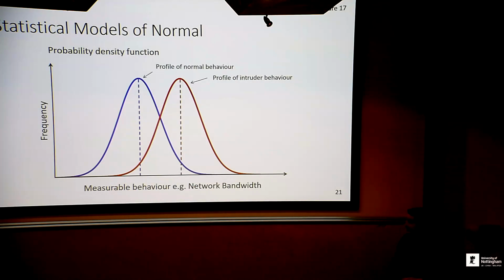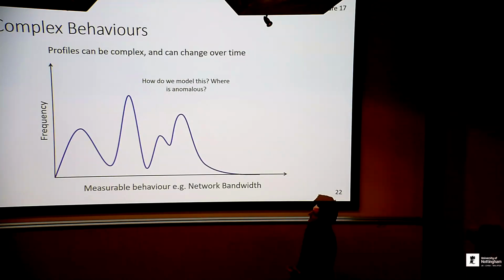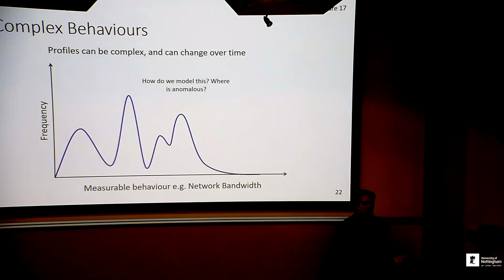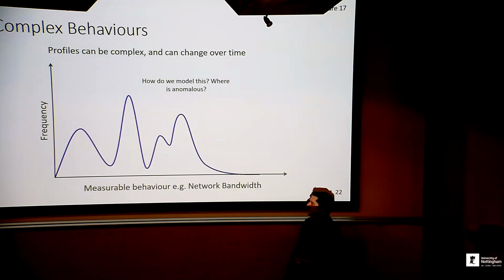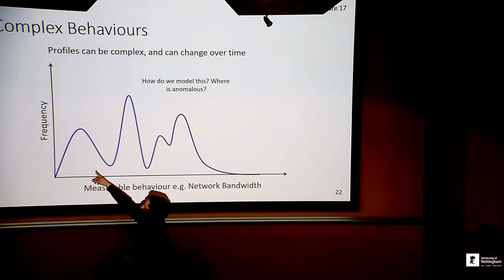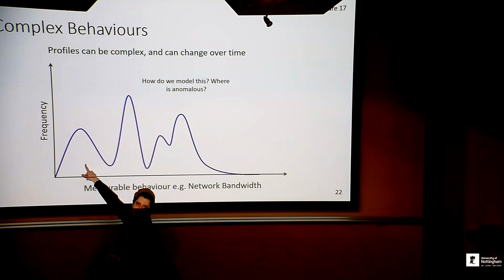The other problem is that network behavior doesn't look like a normal distribution, because you're doing different things. It looks something like this, where the amount of network bandwidth you use over time depends on what you're doing. So this is normal. This is when I'm just getting emails or updates, Windows updates.